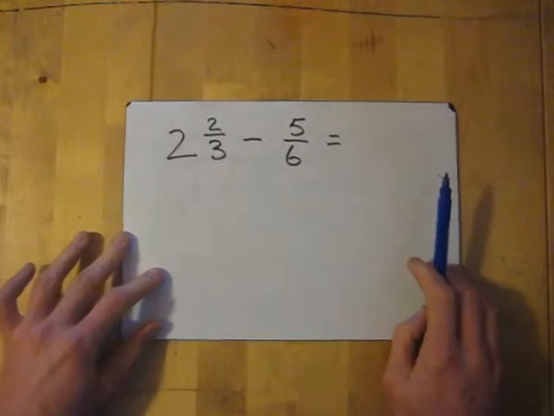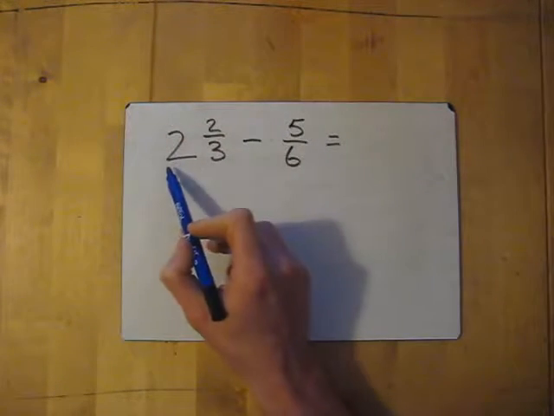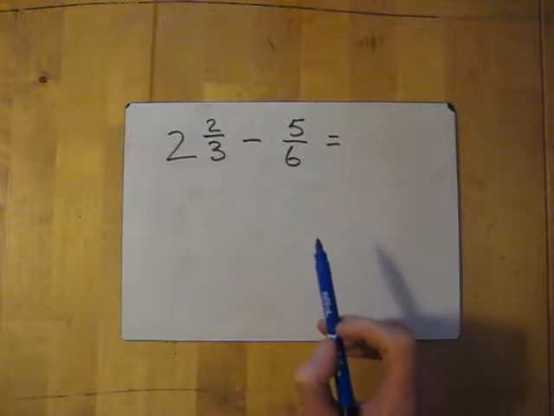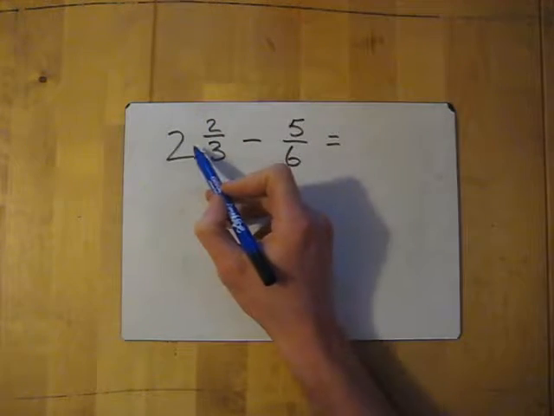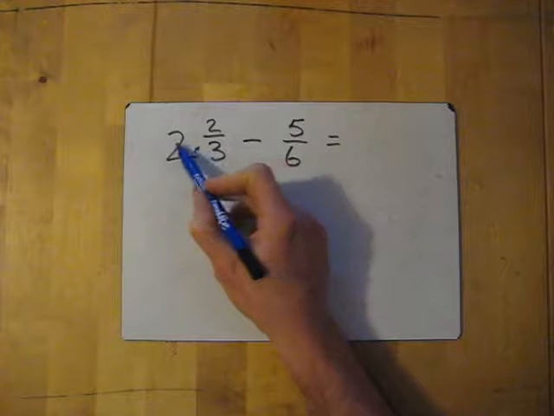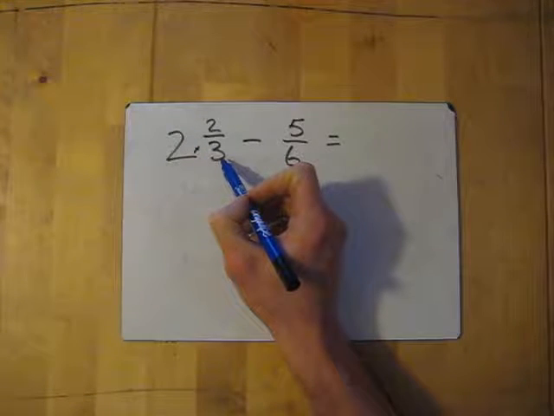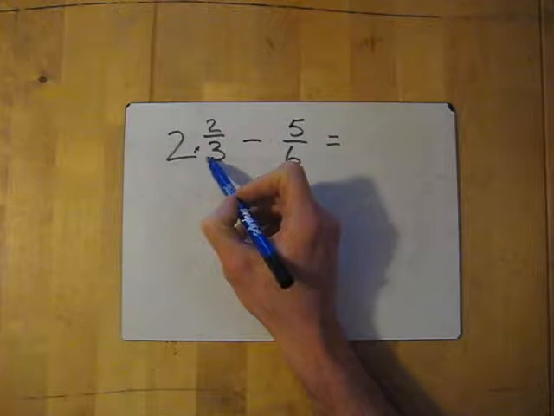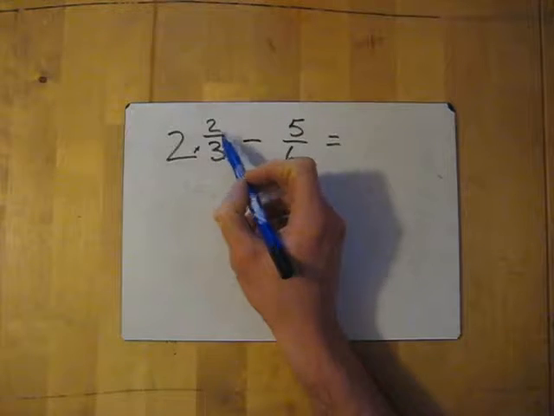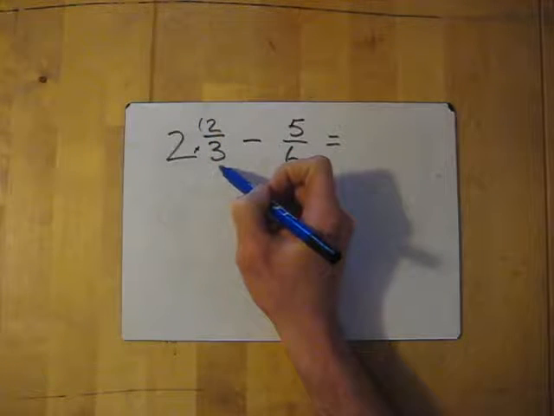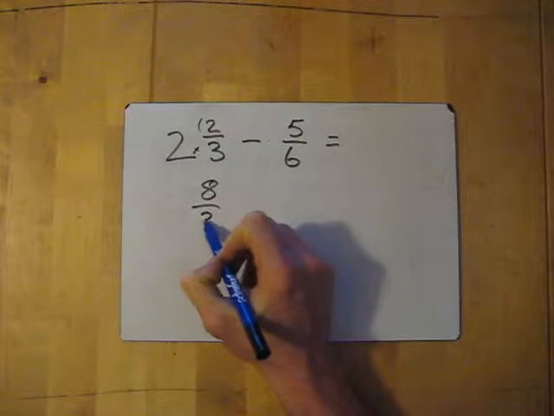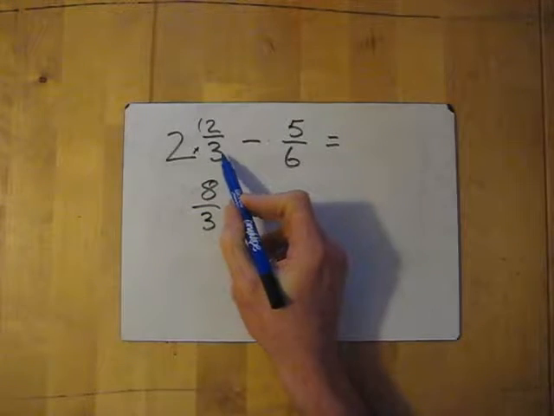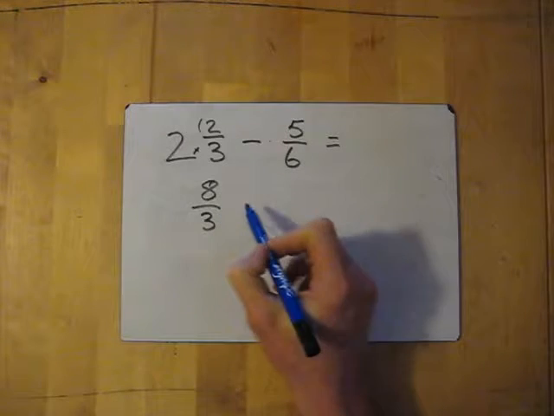So we've got 2 2/3, take away 5/6. So first thing we do is convert this mixed number into our improper fraction. So remember, we ask our ma for help. So multiply and add. We multiply the whole number with the denominator. So 2 times 3 gives me 6. Then we add what's left over from the top of the fraction, the 2, which gives me 8. So I've got 8 over 3. So now I've turned the mixed number into my improper fraction.